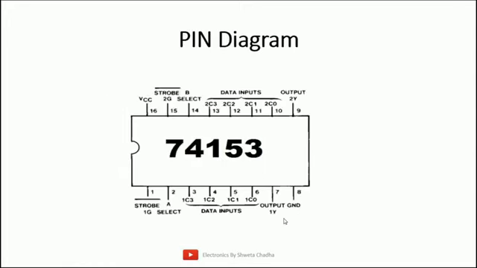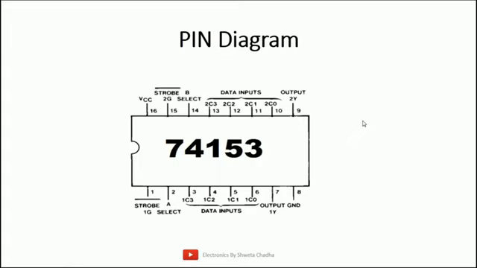Now the pin diagram. 74153 IC has a total of 16 pins. Starting from this notch, below the notch, we always start with pin number 1. So 1, 2, 3, 4, 5, 6, 7, 8. Then we go in the anti-clockwise direction, 9 till 16.